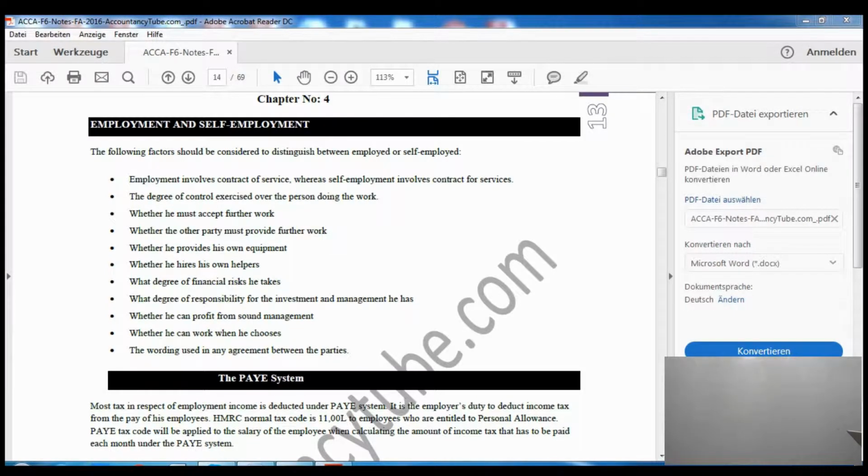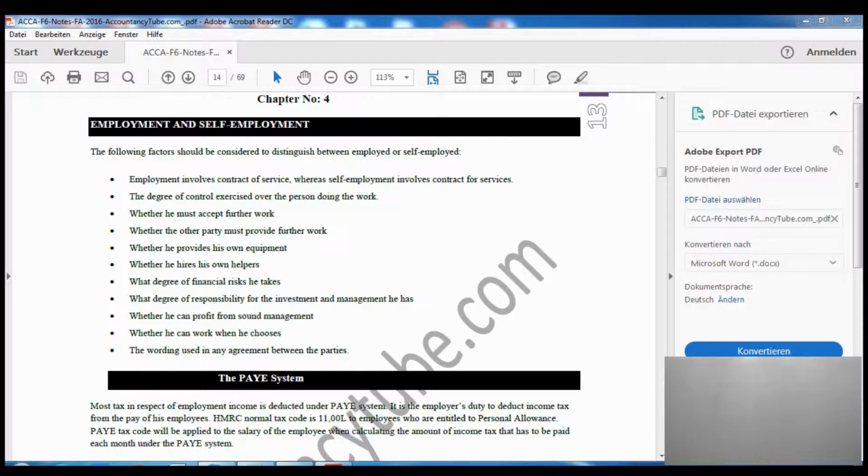The next one, it says whether he hires his own helpers. Now if that specific person who comes to fix my boiler comes with his own helpers, then chances are he will be self-employed, and if I provide him with the helpers, then he will be employed. What degree of financial risk he takes. If he takes any financial risk, then he will be self-employed, and if he does not take any financial risk, then he will be employed.